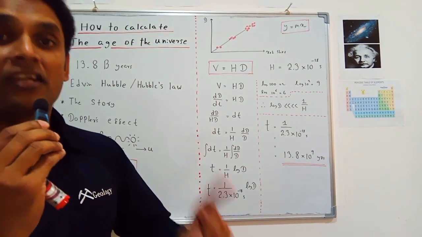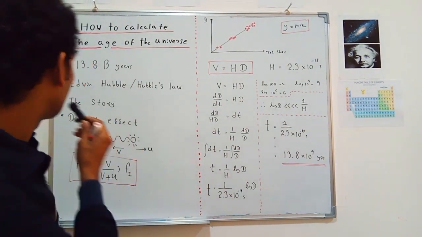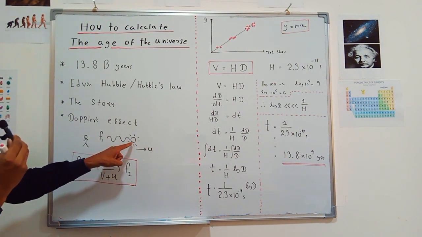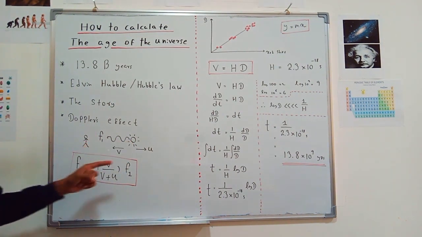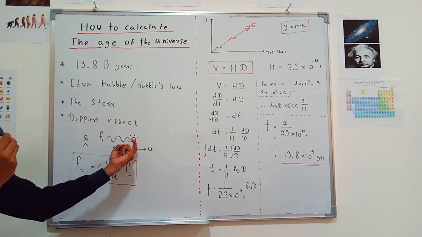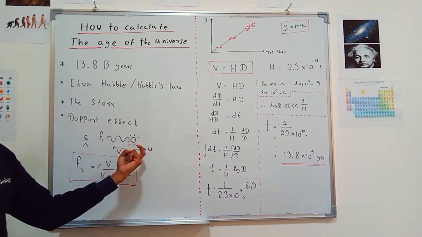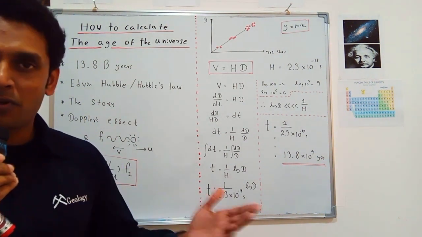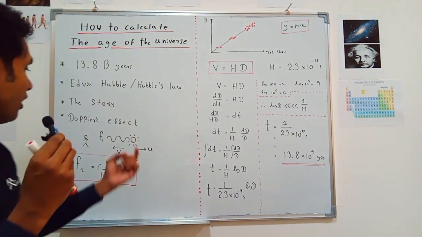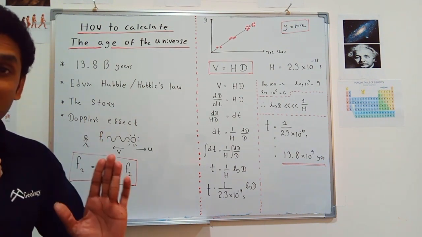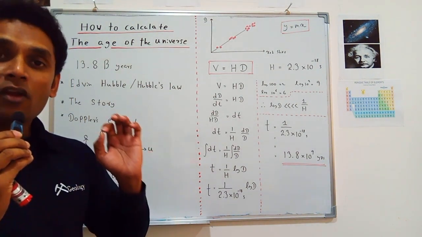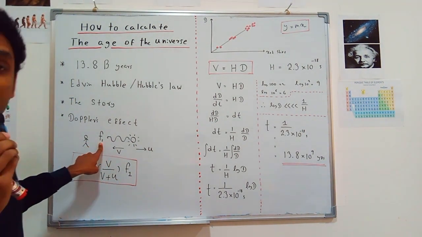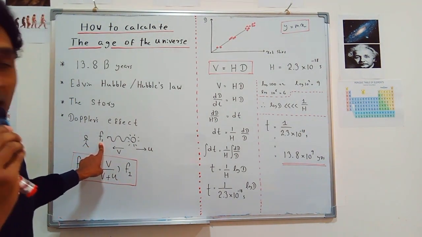The Doppler effect. What does the Doppler effect say? It says that if there's a source, like a star, and there's an observer, and the source is giving out a certain wave, it can be a sound wave or a light wave, whatever, a wave. If the source is not moving, we can observe the exact frequency F1.